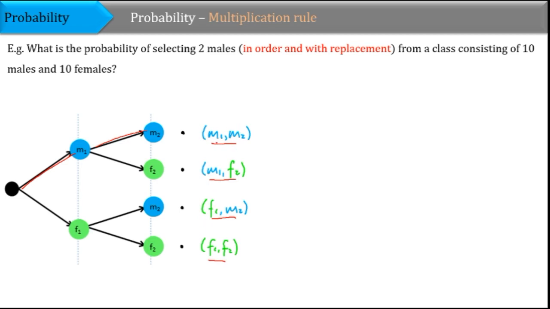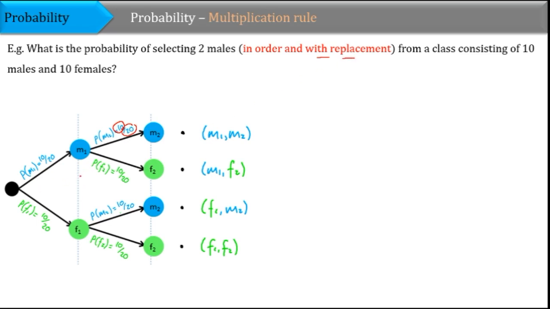Okay, only 4 possible outcomes, so this again is a population. Now, we're interested in the first one over here. If we look at the probability of selecting a male first, it will be 10 over 20, because I have 10 males in the class out of a total of 20 people. Females will also be 10 over 20, because I have 10 females. In the second stage, the probabilities will still be 10 over 20, because it says here I'm selecting with replacement.